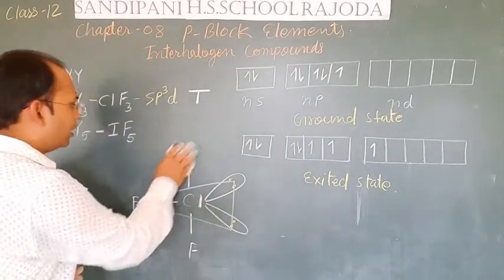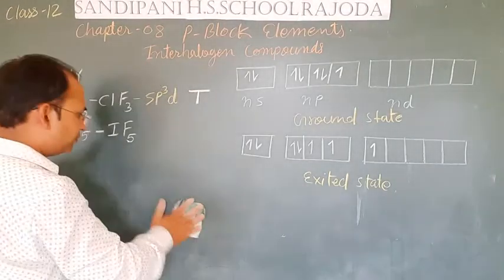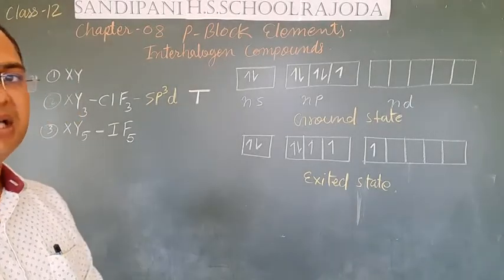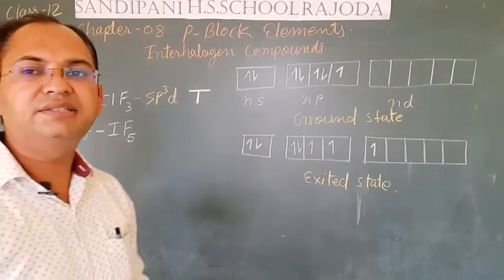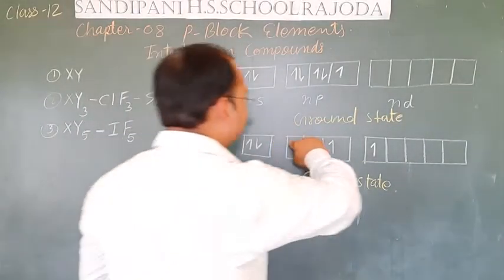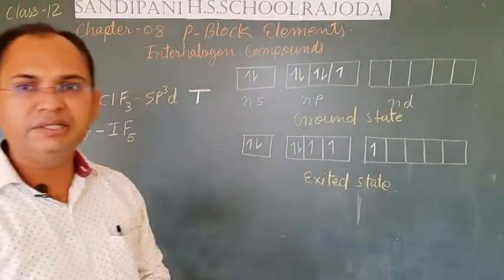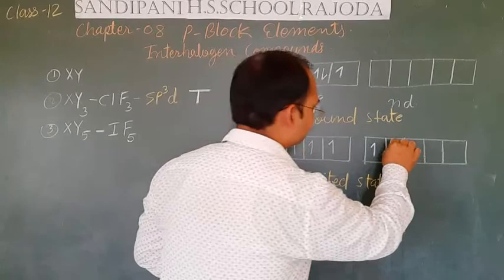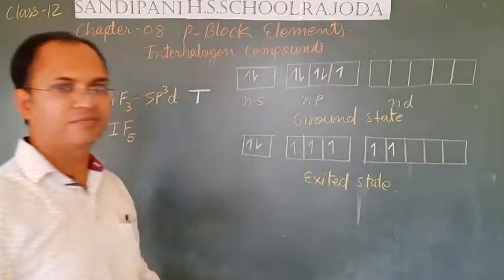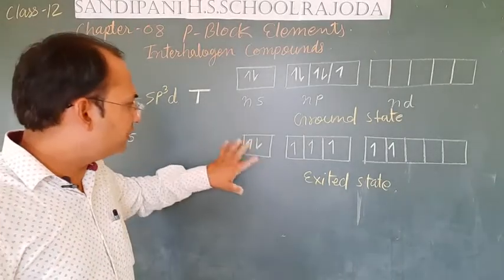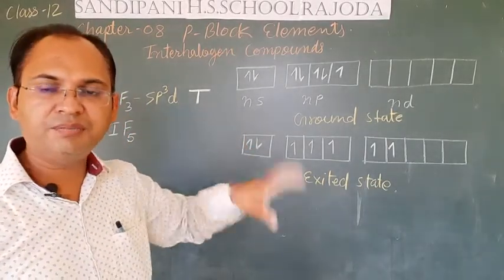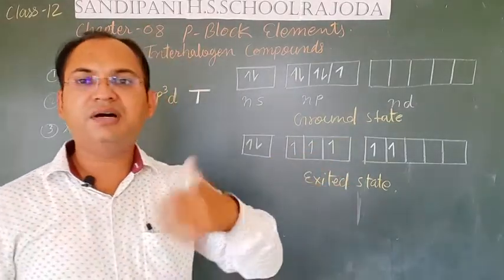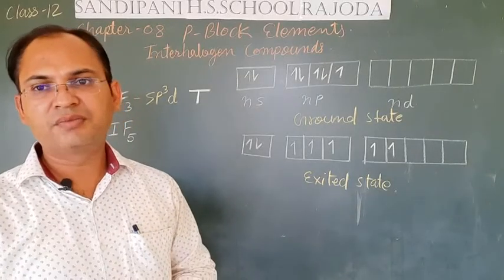Again, the structure of the IF5 can be explained on the basis of the electronic configuration. Here in the electronic arrangement, in its excited state, one more electron jumps from the p orbital to the d orbital. So we make its electronic configuration like this. Now students, this halogen has the capacity to combine with the 5 fluorine atoms, because now it has 5 unpaired electrons which can combine with the fluorine.